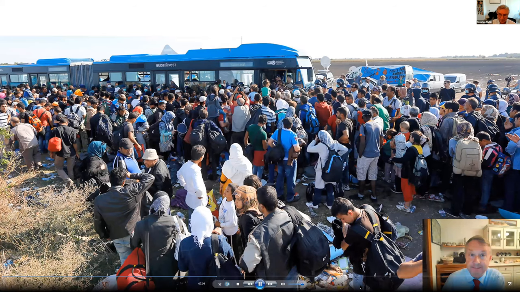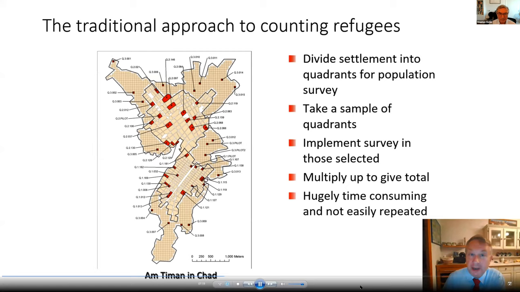And then we come to the issue of counting migrants. How do we count people who are not living in homes, who are not there when the census enumerators come? So we have to talk about that. And of course, there is a traditional way, which is to take a refugee camp, for example, a settlement, divide it into quadrants and sample the people there, multiply it up to give the total. But of course, that can only be done so many times.